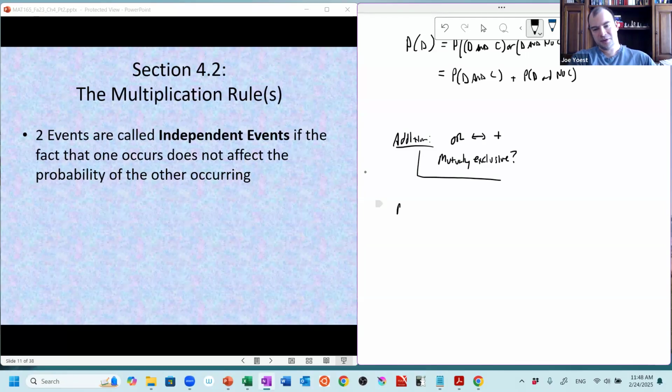For the multiplication rule, a little bit of a spoiler here, I suppose, it is going to be related to times. And the question, we're going to have two rules, just like we had for the addition rules: a simpler version that works in a special case and a more general version. And our question is, are these events independent?